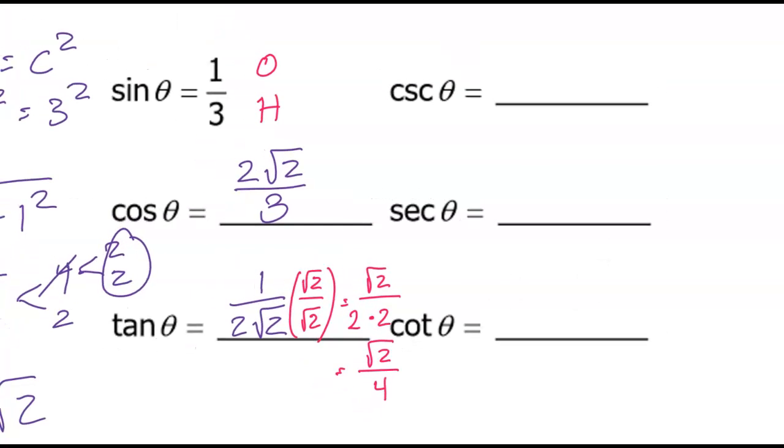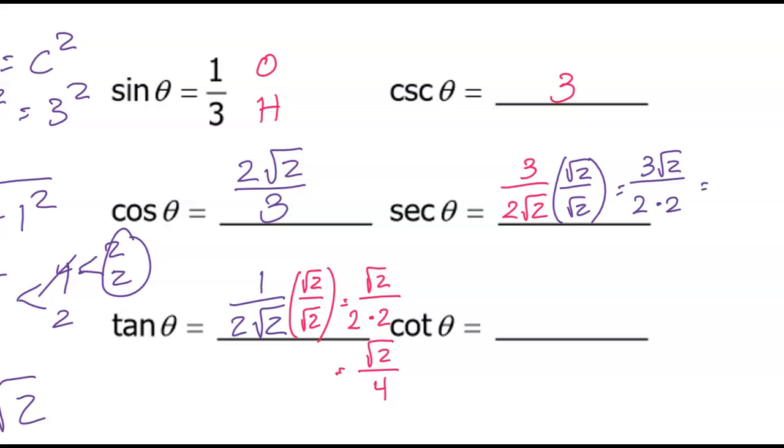Now cosecant. What do you get for cosecant? 3. What about for cosine? You got to do it again. So square root of 2 over square root of 2. We get 3 square root 2 over 2 times 2, which is 4.